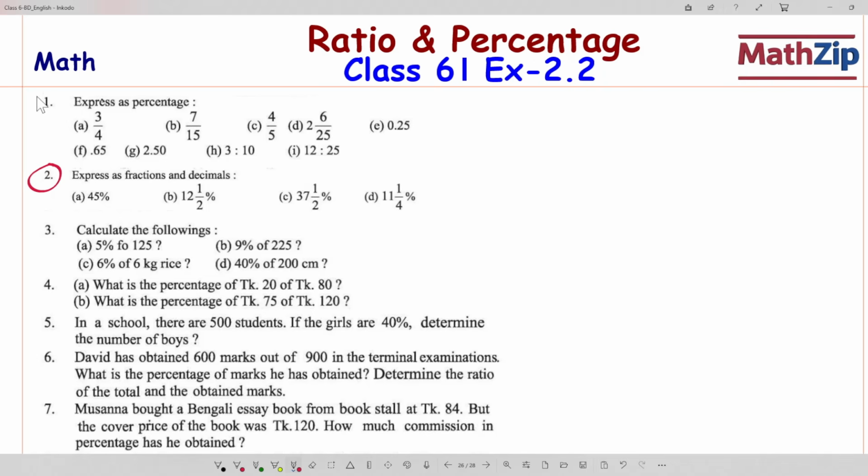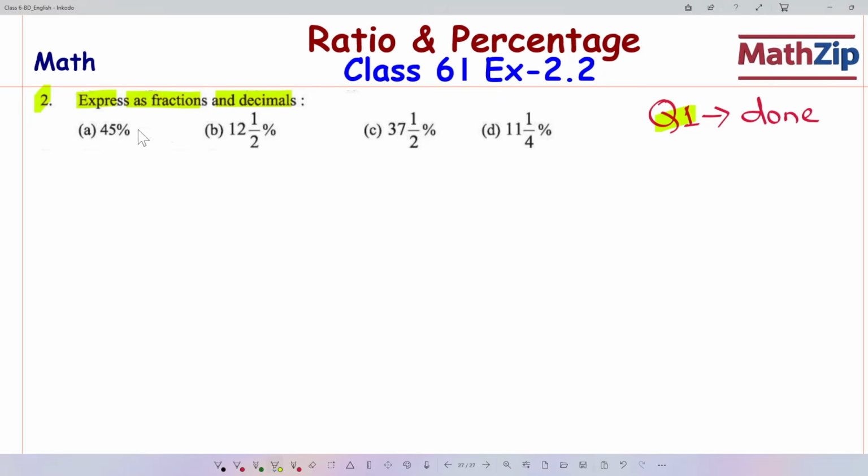Please note that we already completed number 1 in earlier videos. So this is done and we are starting number 2. Let's start it. Here our target is to convert a percentage to a fraction and a decimal. How can we do it?